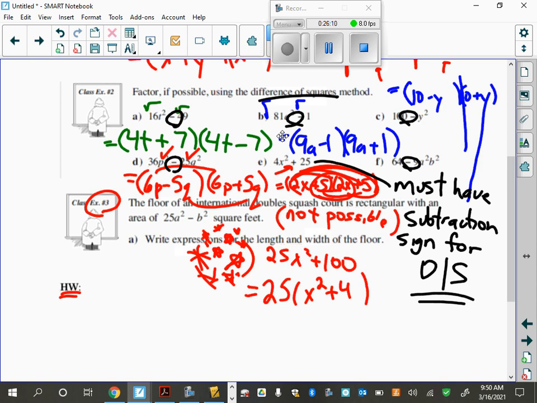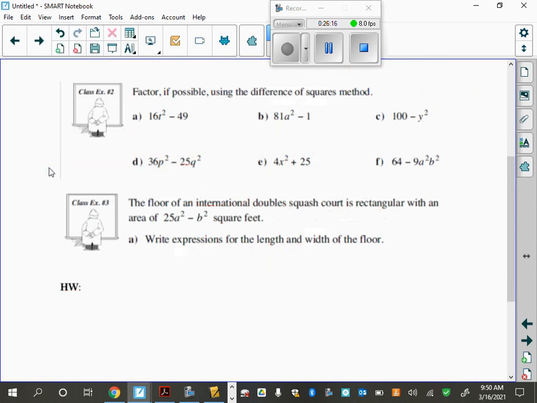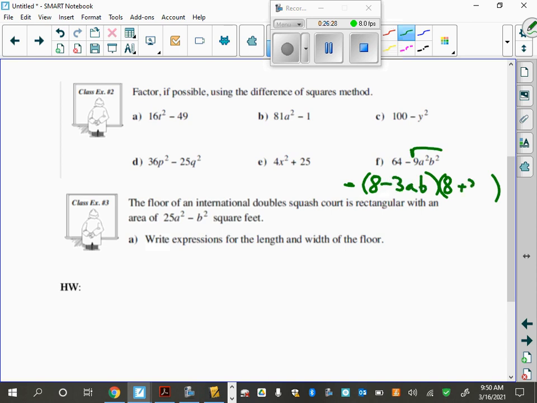We still have that one hard one to do. Let's get rid of the mess. Okay, for F, that is a subtraction sign, so the square root of 64 is 8. What's the square root of all that mess? 3ab times 3ab equals 9a squared b squared.